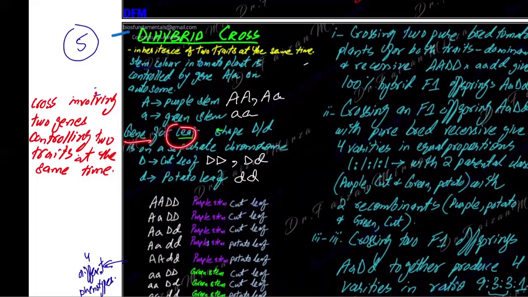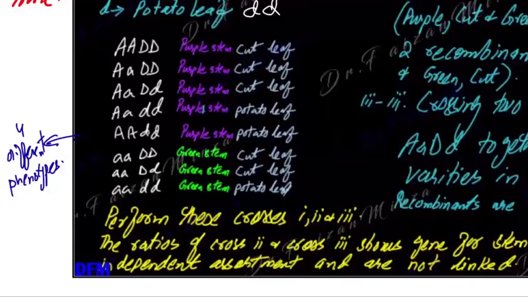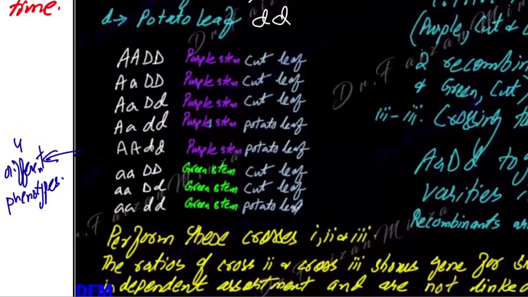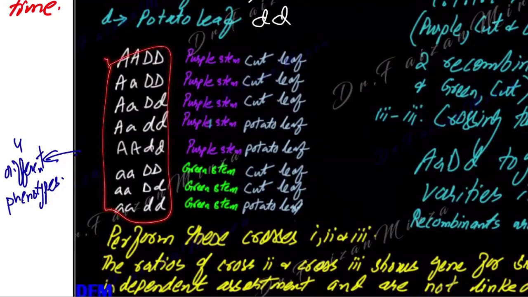Gene for leaf shape. For example, the leaf shape is on a separate chromosome. Capital D for cut leaf, small d for potato leaf. So these are the combinations of capital D, small d: capital D capital D and capital D small d both being cut leaf, and small d small d being potato leaf. You don't have to learn or cram anything out of it, but yes, you need to know how to make the combinations of these. So these are four different phenotypes being displayed among various genotypes. These are all possible genotypes that can be there in an individual organism.